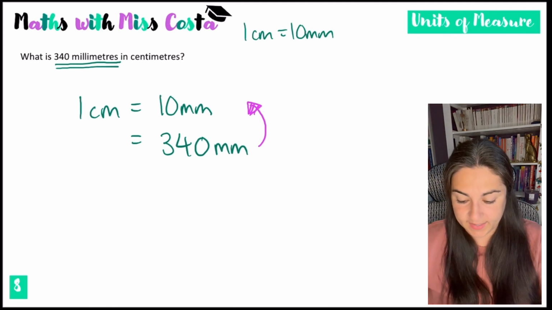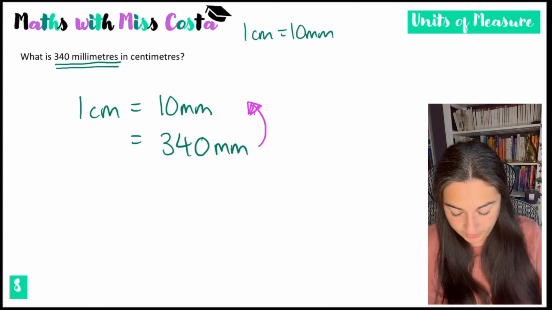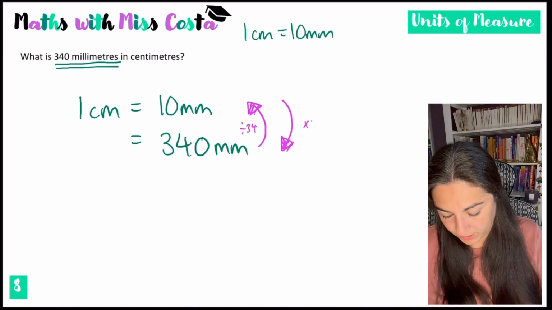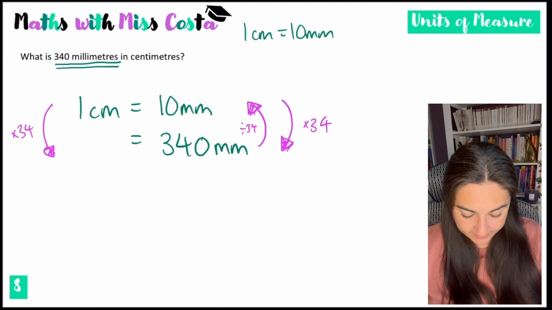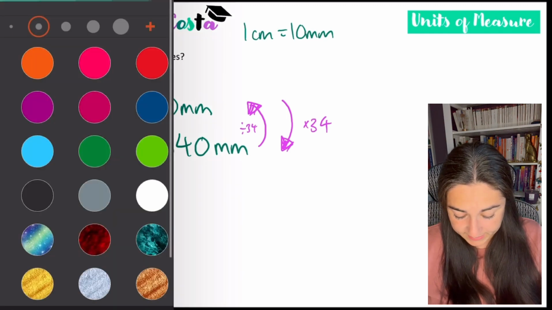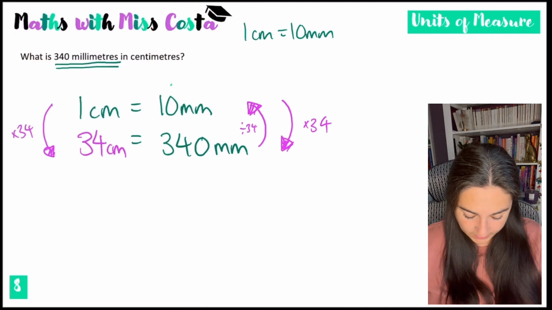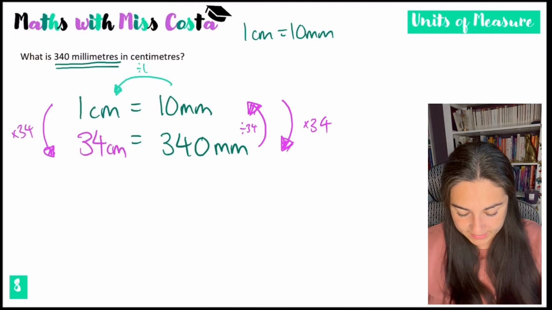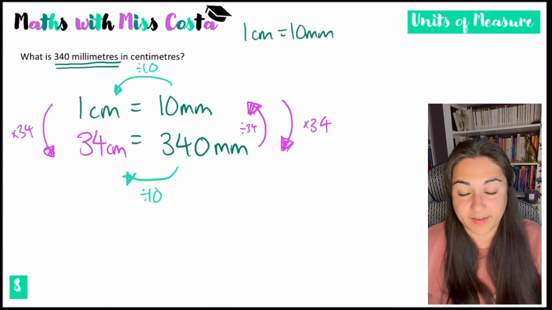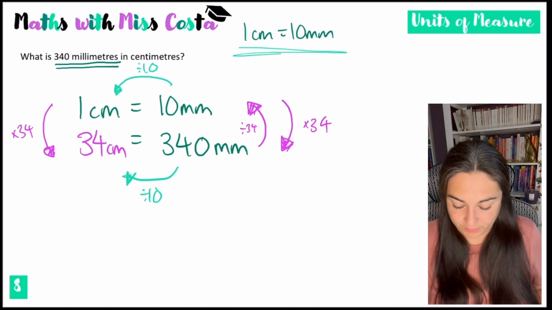340 divided by 10 is 34. So to get that way, you would divide by 34, or to go from millimeters to your amount, you would times by 34, which means on this side you would times by 34. So that would be 34 centimeters, or you might prefer doing it across. So how do you get from millimeters to centimeters? You divide by 10. So you would have had to divide this by 10 as well. So 340 divided by 10 is 34. You choose whichever way works best for you.